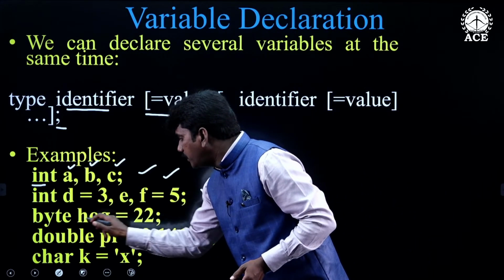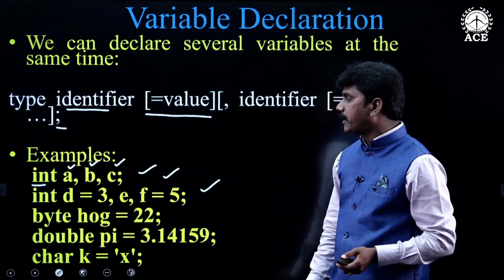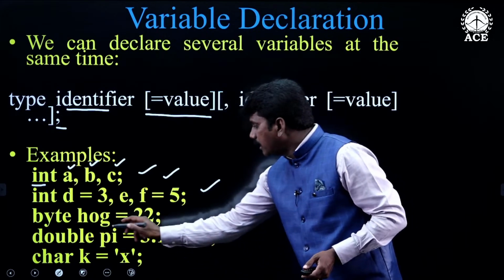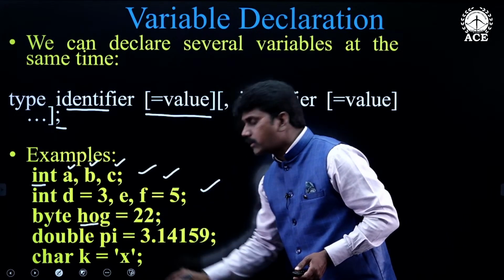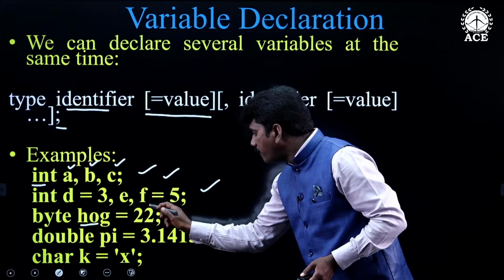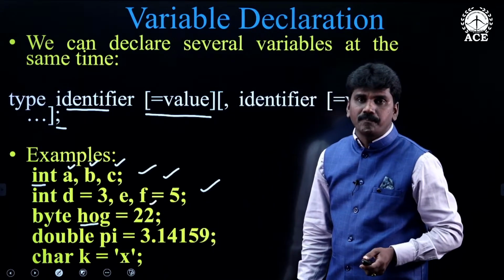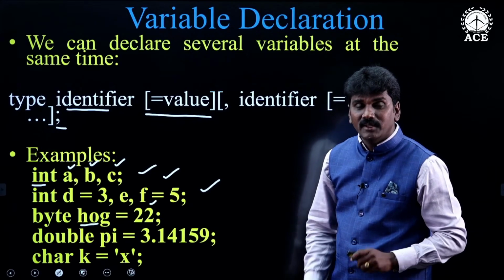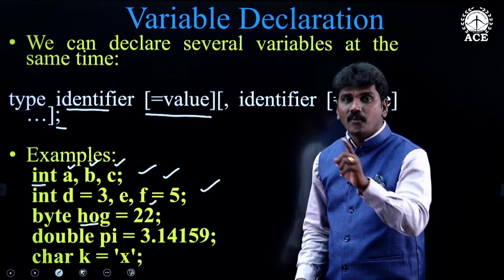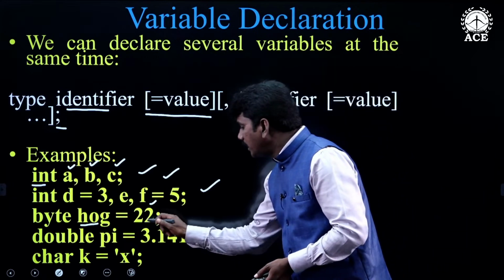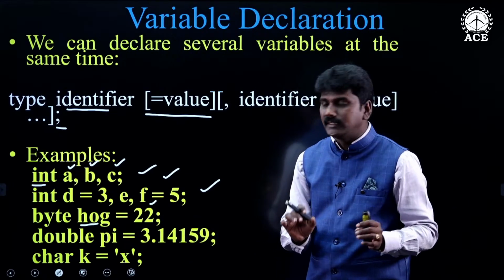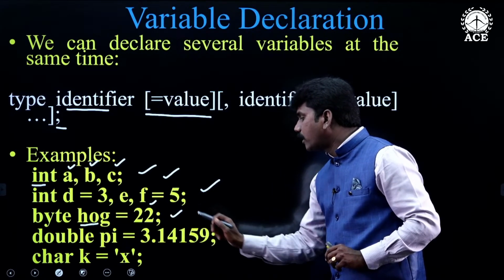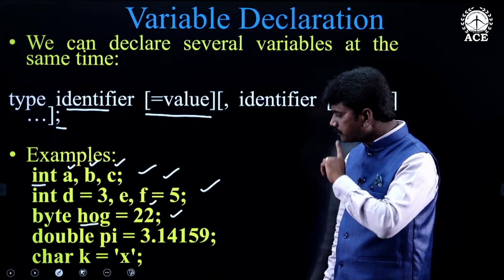Next one, byte hog = 22; semicolon. Here we have used the data type byte and the name of the variable is hog, and the value we are using is 22. Whether it is a valid one or not? What is the range of byte? Minus 128 to 127. So this 22 is in between the range, so there is no problem. Byte hog = 22; this is also a valid one.